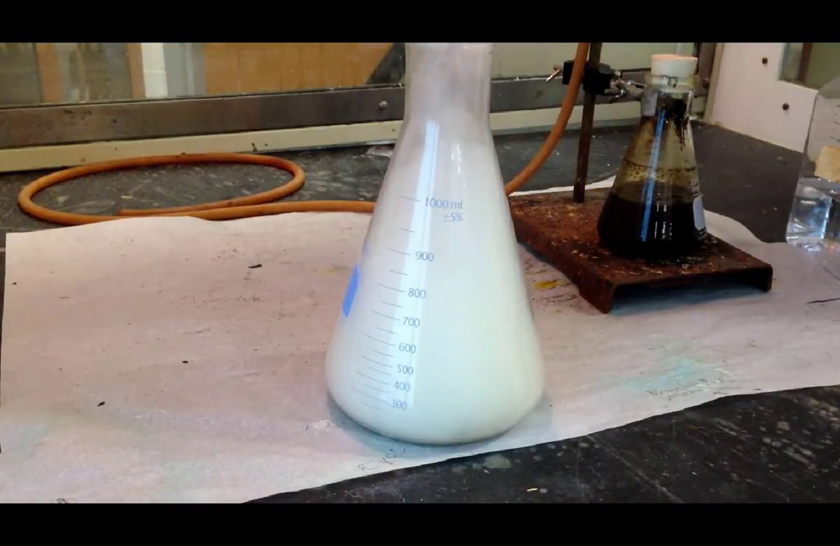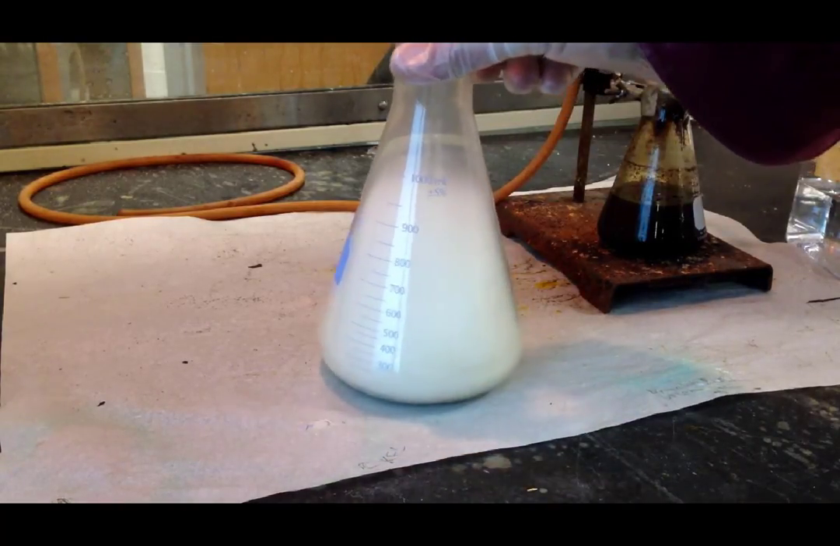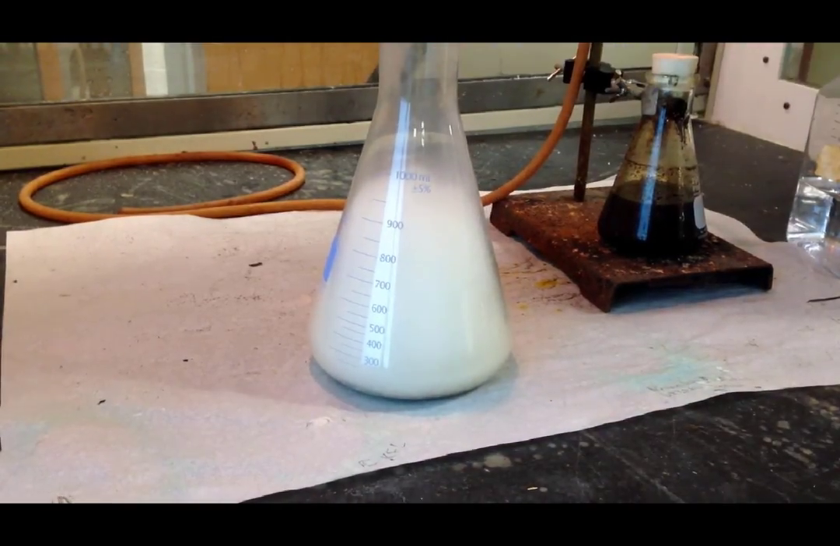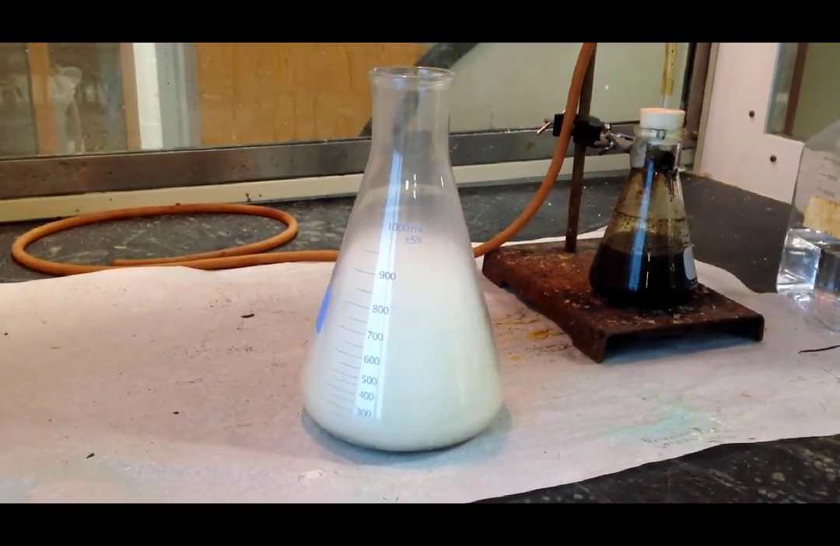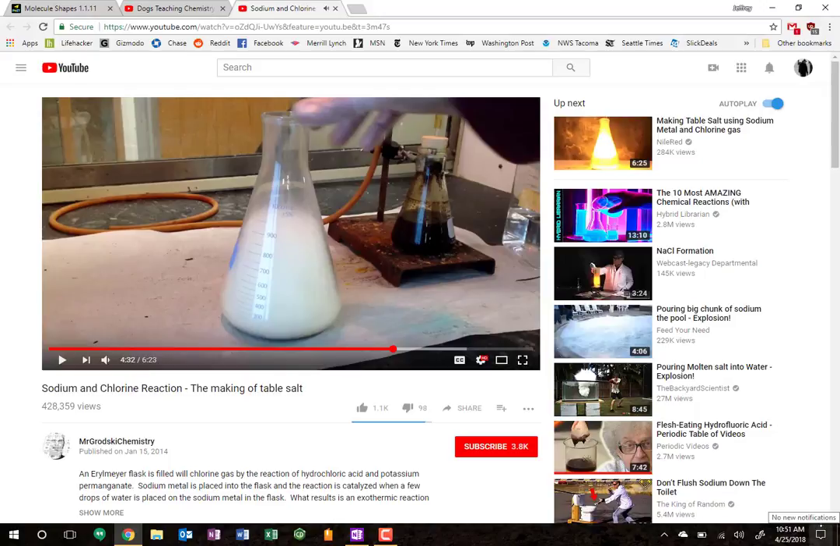There it is. The white smoke you see is sodium chloride solid. So that white smoke is the presence of sodium chloride that we made. So it's typically a very violent reaction when you do this transfer of electrons.